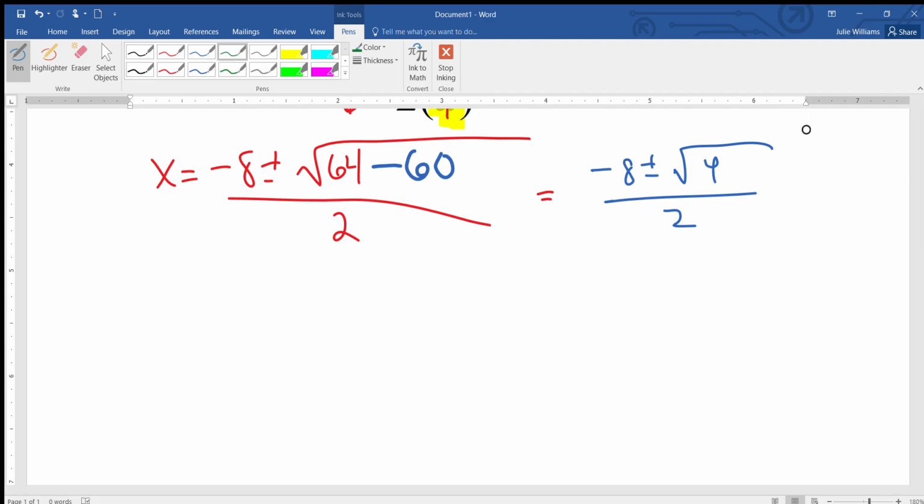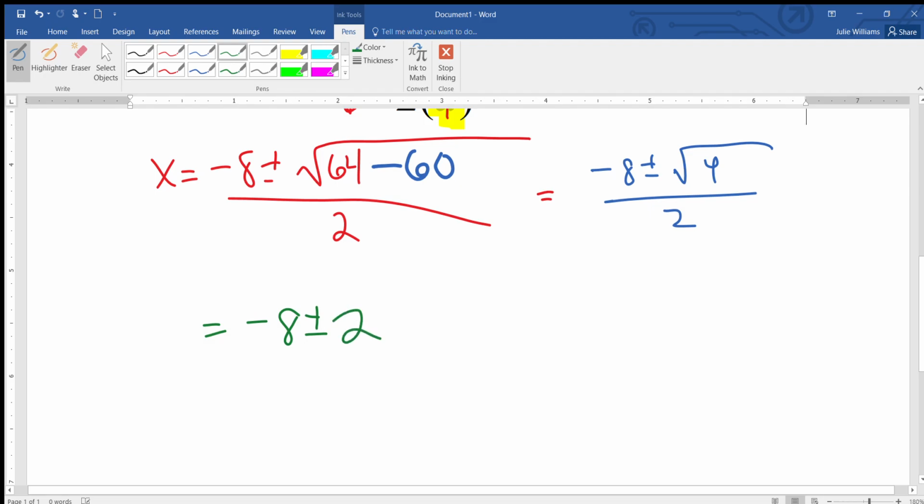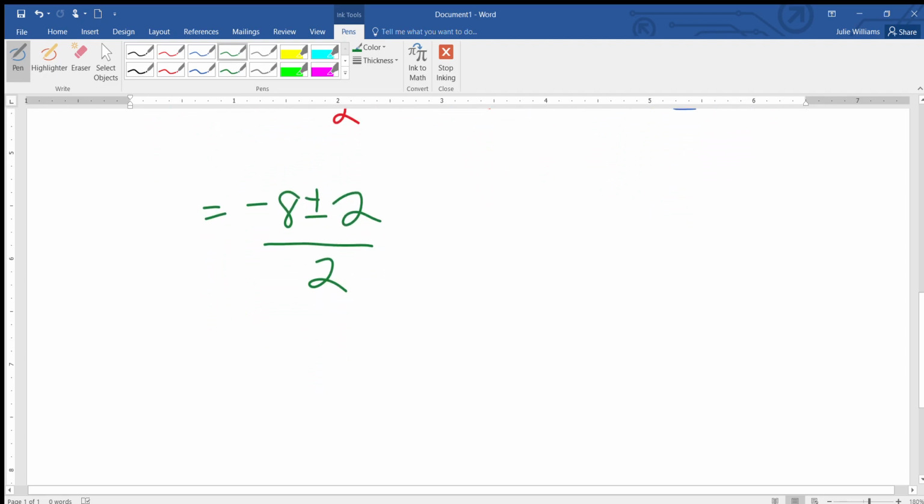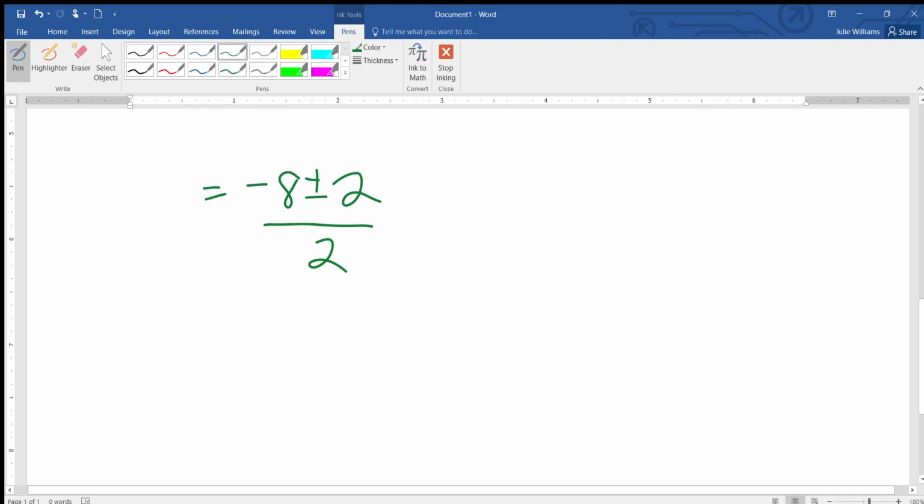I'll use green now. Okay, next step would then be negative 8 plus or minus the square root of 4, we know is plus or minus 2. So I'll put my 2, and then that's all over 2. Okay, so here's where a lot of kiddos get real lazy and make some mistakes. So we know that x is equal to negative 8 plus or minus 2 over 2.